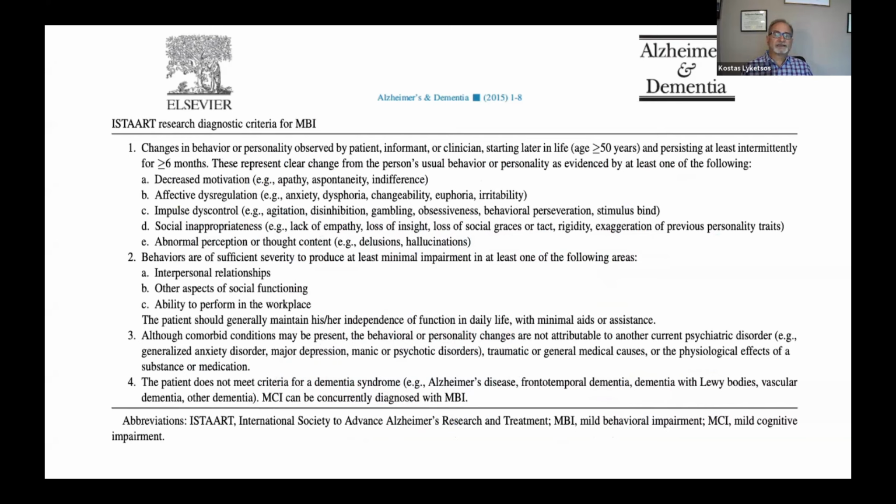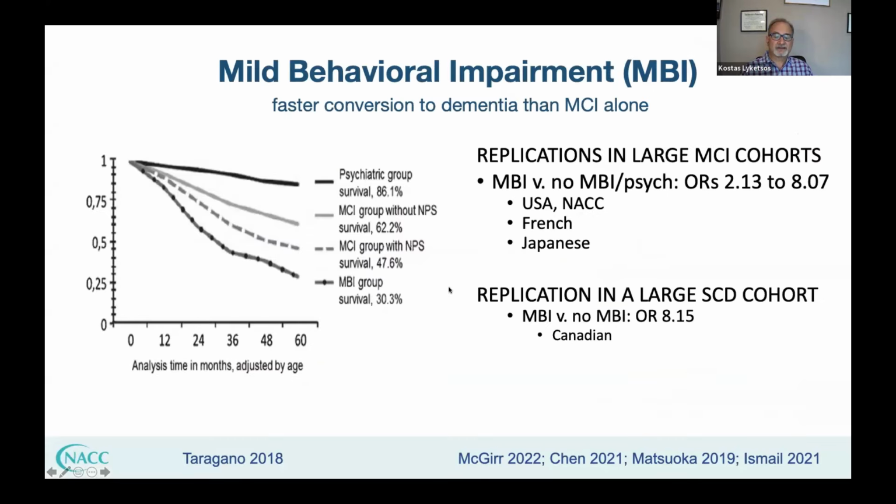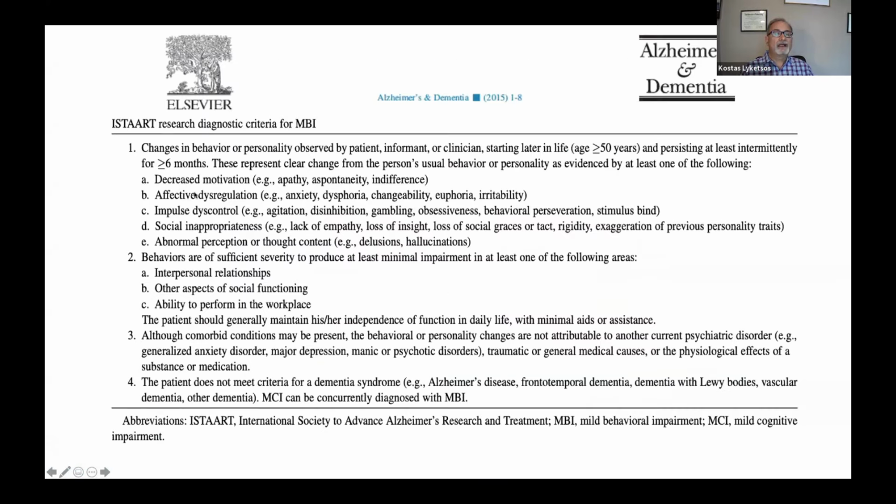So what are the diagnostic criteria? These are research diagnostic criteria at this point. And I'll just highlight a few elements. There are changes in behavior observed by patient, informant, or a clinician, onset after age 50, and they persist for at least 6 months. And we propose that they can be occurring in one of these five areas: motivational, affective, impulse, social context, and abnormal perception or thought content. And obviously you see what the particular symptoms are.